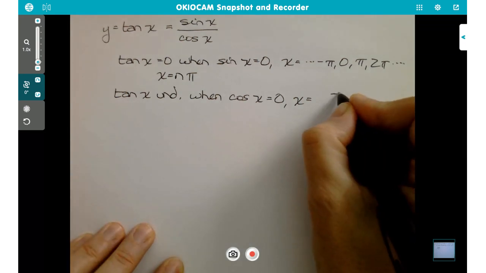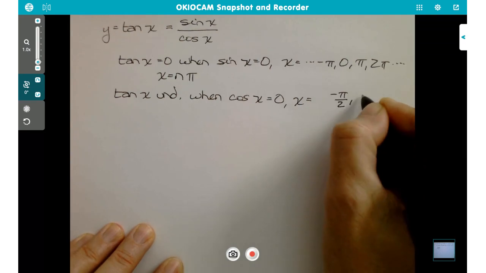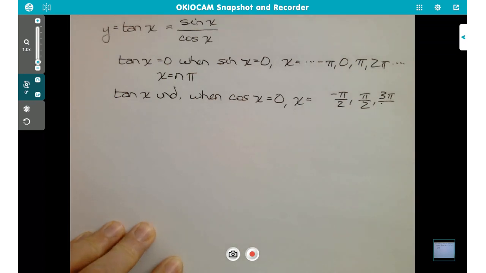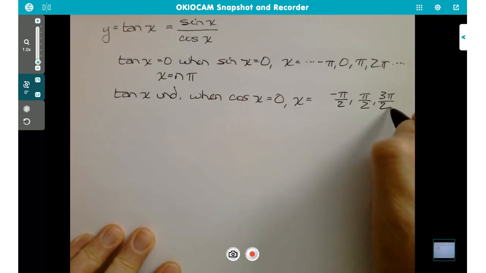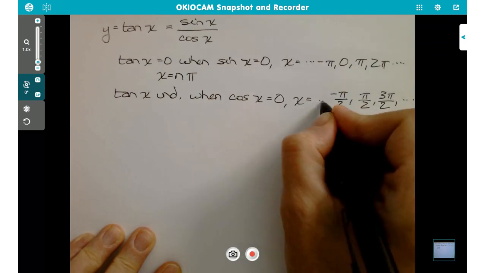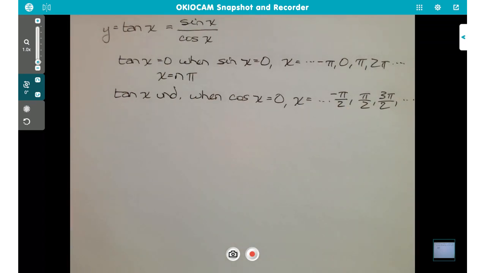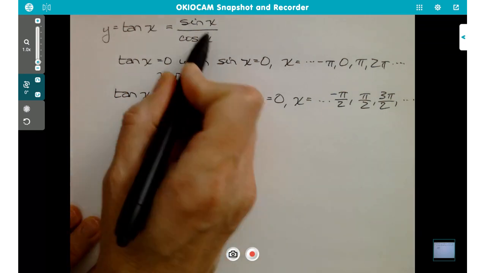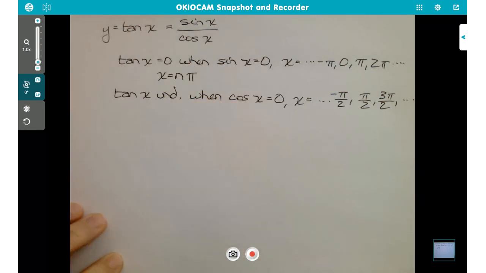So in the negative direction, minus pi over 2, pi over 2, 3 pi over 2, 5 pi over 2, 7 pi over 2, 153 pi over 2. Any odd number multiple of pi over 2, the cosine value is 0, so the tangent function is undefined.